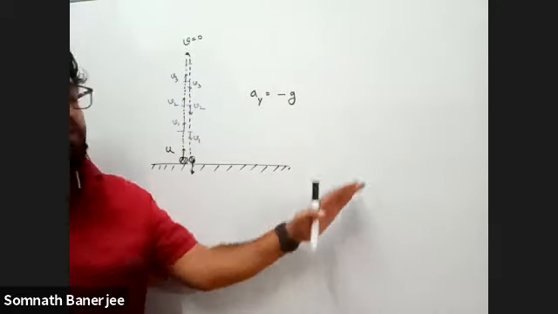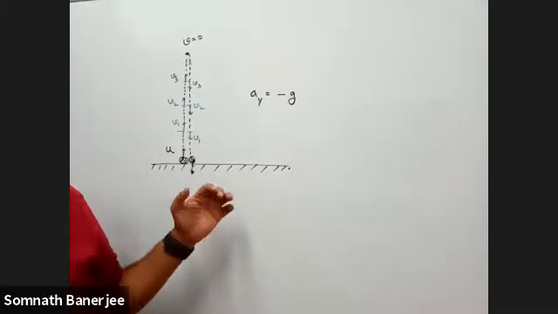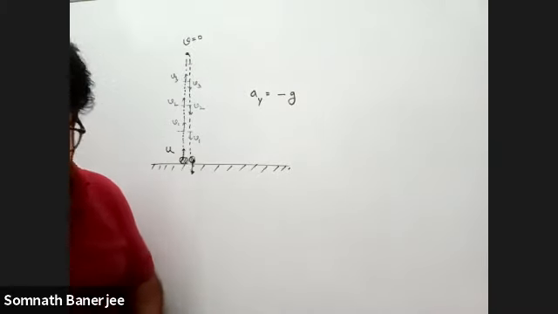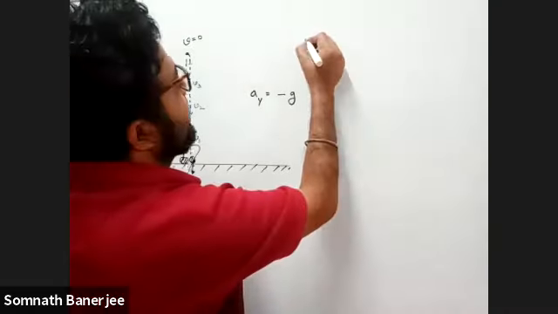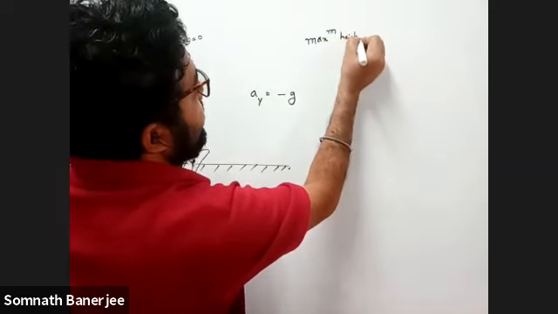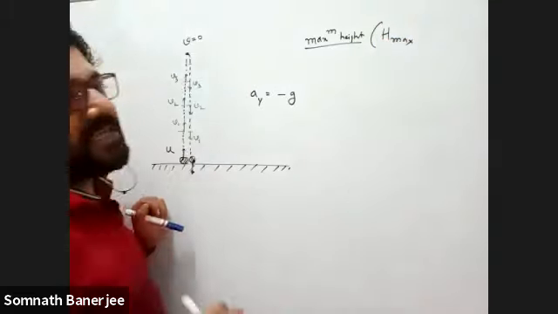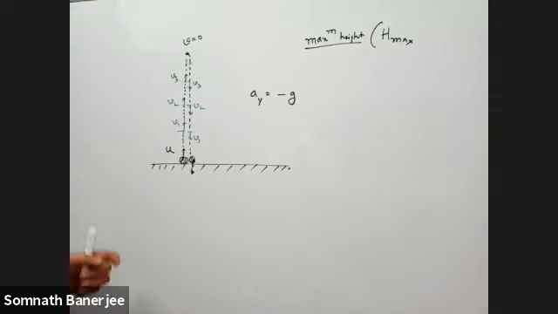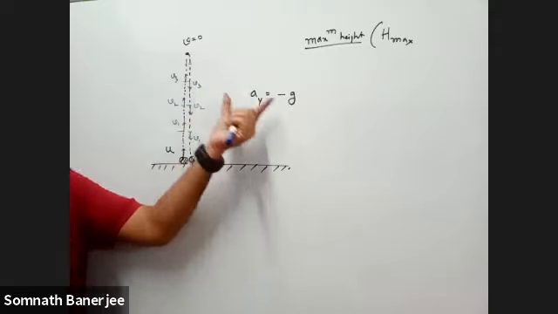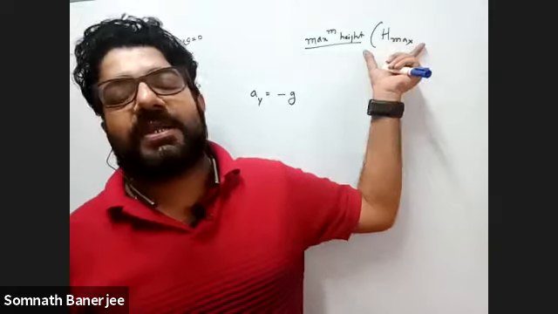So we have to find out so many things, like first of all, this height. That height is called the maximum height. So my first heading is maximum height. We can also write it as H max. H max means maximum height. So see, you know the initial velocity, you know the final velocity, you know the acceleration due to gravity, and you have to find out the height.